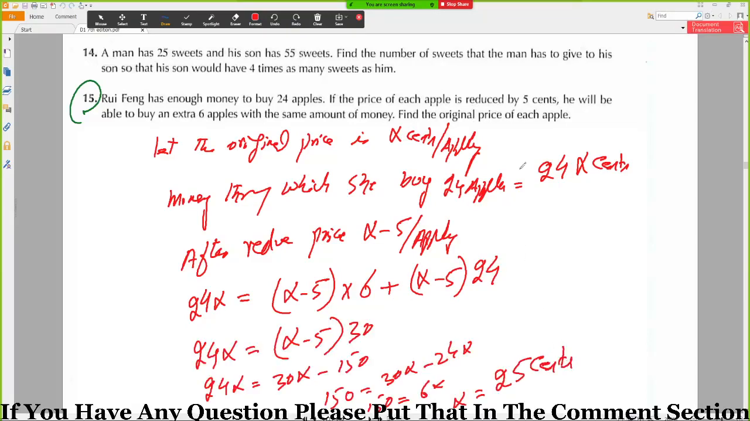Okay, the original price of each apple is 25 cents. Acha, let the original price of each apple be x cents. Okay. So money through which she buys 24 apples by using this price of apple is 24 times x. Okay. 24 को इसके साथ मल्टीप्लाई करो, 24 एप्पल्स को इसके साथ मल्टीप्लाई करो तो दिस एप्पल विल कैंसल बाय 24 एप्पल वाला. ओके, और आपके पास 24x सेंट्स आ जाएंगे.